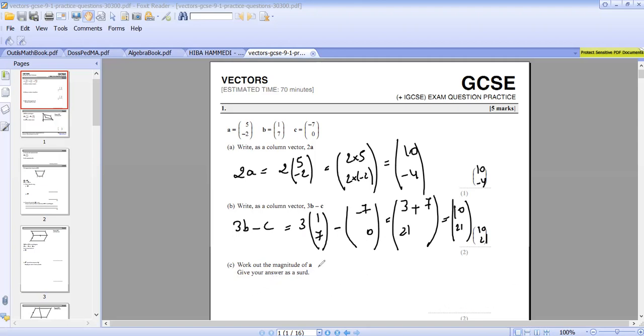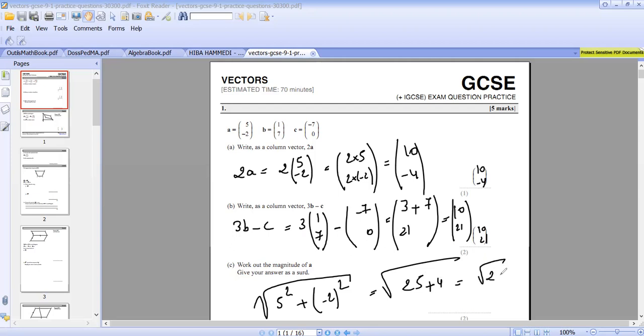Now work out the magnitude of A, give your answer as a surd. So for the magnitude of A, you just need to do the square root of 5 squared plus (-2) squared. So it's equal to the square root of 25 plus 4, which is the square root of 29. Square root of 29, this is a surd, you just keep it like that. They didn't ask you to write it as a decimal number, so as a surd, you just give the exact value that you got. All right, so this is for the first question.